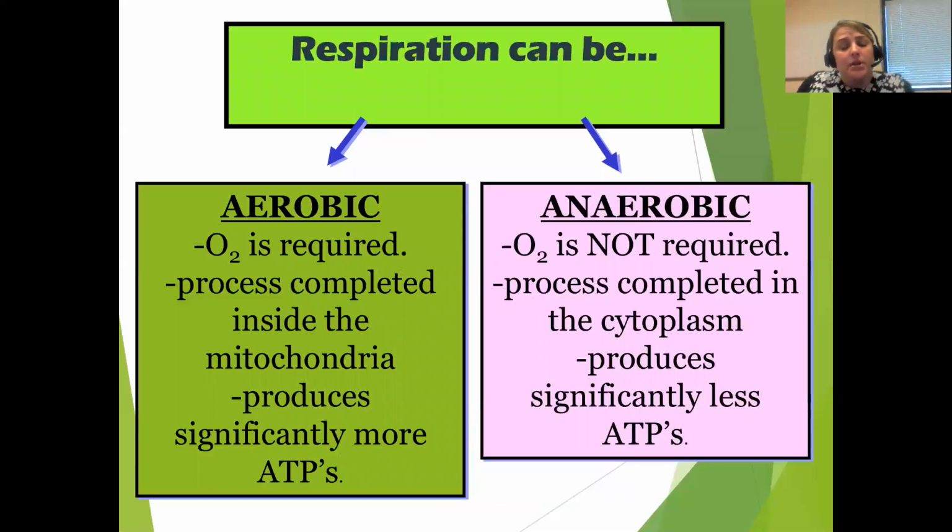All right, so respiration can be two things. It can be aerobic or anaerobic. I'm sure you have all heard the term aerobic before when we're talking about exercise, as well as anaerobic. Aerobic respiration means that oxygen is present. It's completed inside of the mitochondria, and it produces significantly more ATP, or more energy for us to use. Anaerobic respiration, on the other hand, is when respiration is not using oxygen. It's completed in the cytoplasm, and it produces significantly less ATP. Eukaryotic cells are able to go through aerobic and anaerobic respiration, whereas prokaryotic cells like bacteria are only able to go through anaerobic.